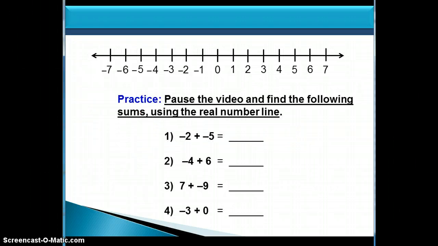So now pause the video for a moment and see if you can find the following sums using the real number line. And then when you hit play again, I'll reveal the answers.